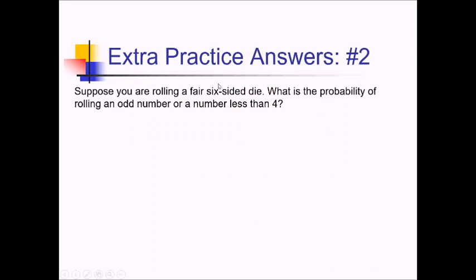For this one, we're rolling a 6-sided die. We want the probability of rolling an odd number or a number less than 4. Since we're dealing with or, we have to wonder if there's some overlap between these two groups that we have to subtract. And there is. We do have odd numbers that are less than 4 at the same time. So since we have some overlapping going on, after we add these individual probabilities together, we're going to have to subtract the overlap.